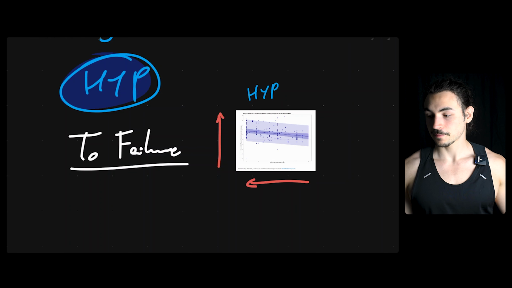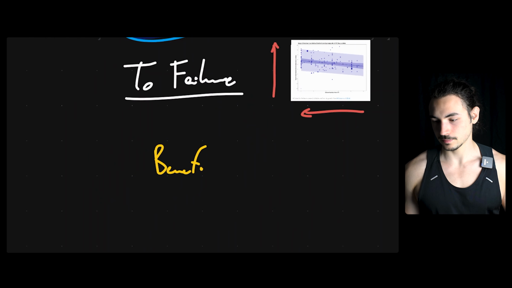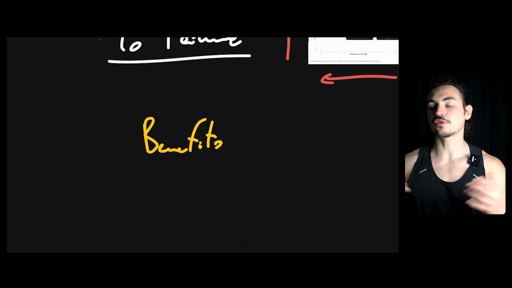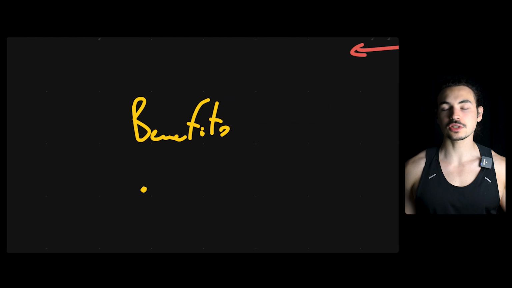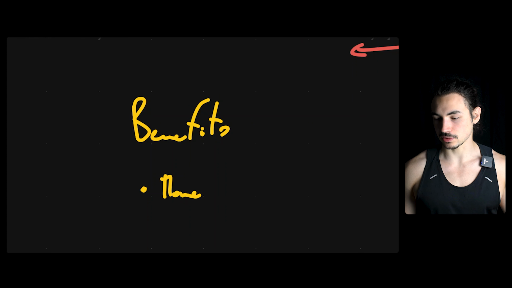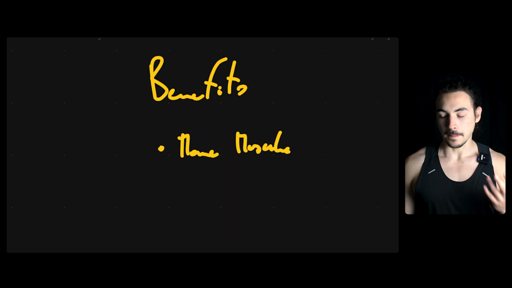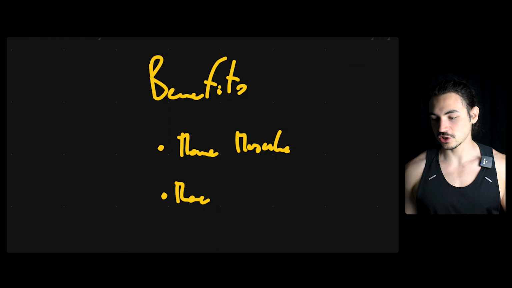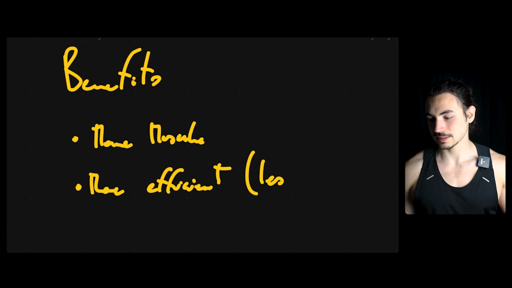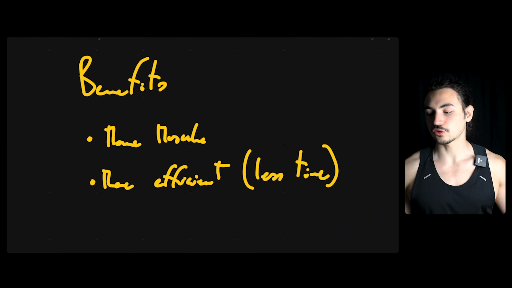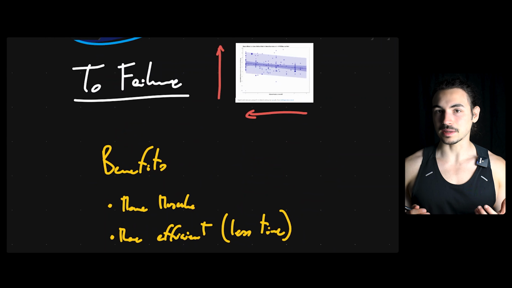Now, training to failure also has a few other benefits. Because of course, it can be a bit unpleasant, but keep in mind this. First, it's more effective. So you build more muscle, you get a better physique by training to failure. Most important thing. But it's also more efficient. You can think less time. So if you train to failure, you're going to build a lot more muscle in less time because the training is that much more effective.